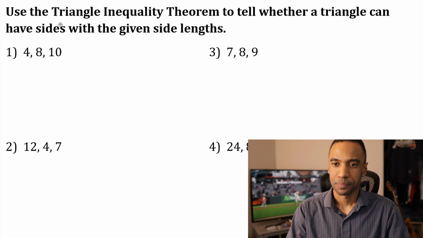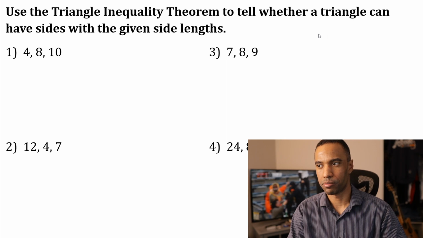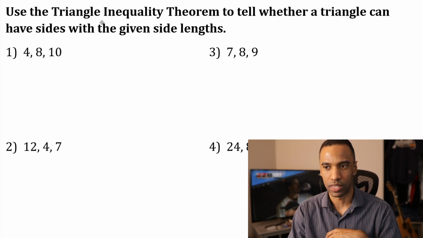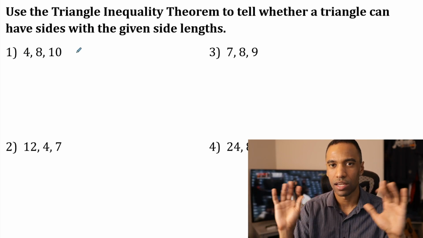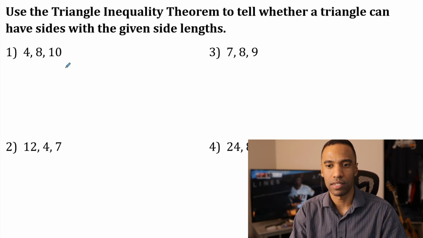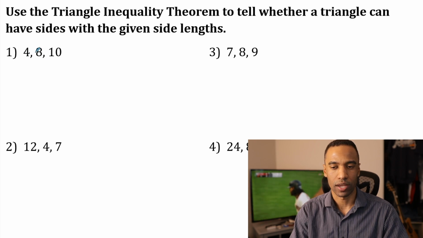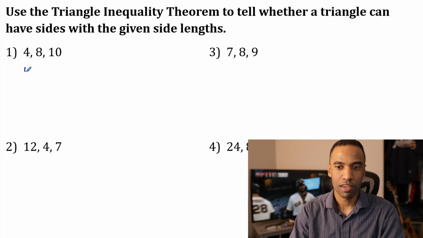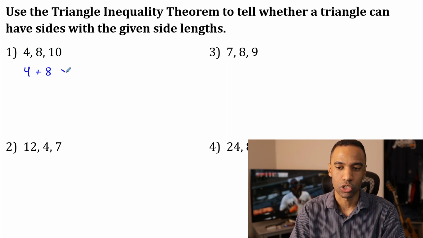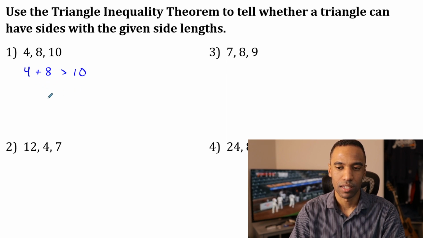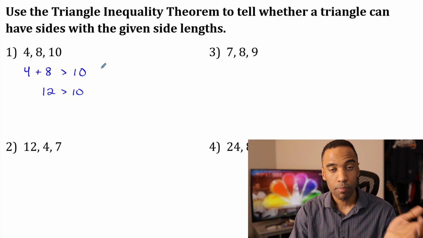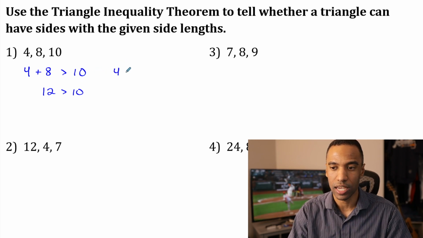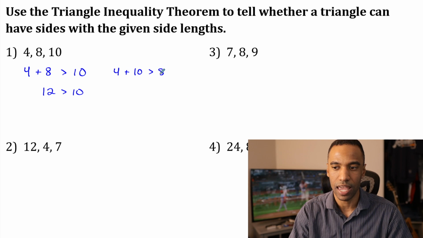Okay. Anyway, use the triangle inequality theorem to tell whether a triangle can have sides with the given side lengths. So in this example number 1, I have side lengths 4, 8, and 10. I'm not going to draw it, but I need to see, by doing the triangle inequality theorem test, if 4 plus 8 is greater than 10. Yeah, 12 is greater than 10. So that seems to already check out in a way. Now you might want to double check some of the others. You can check and see if 4 plus 10 is greater than 8.